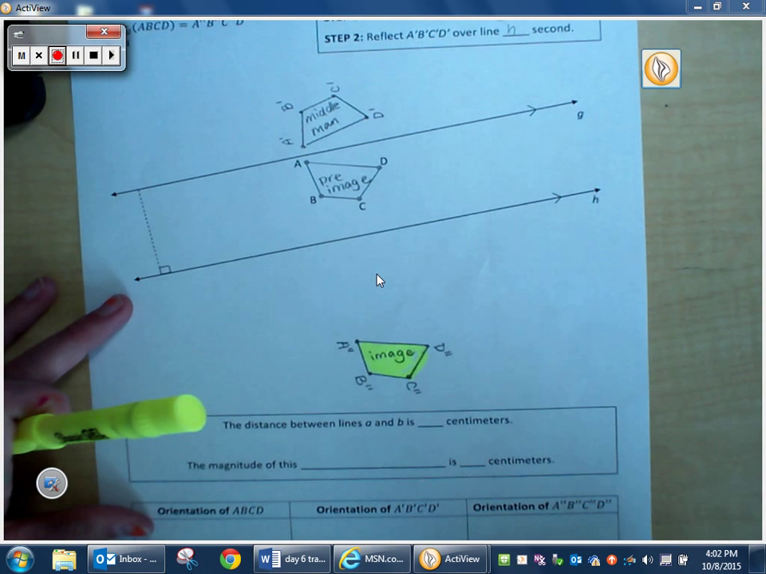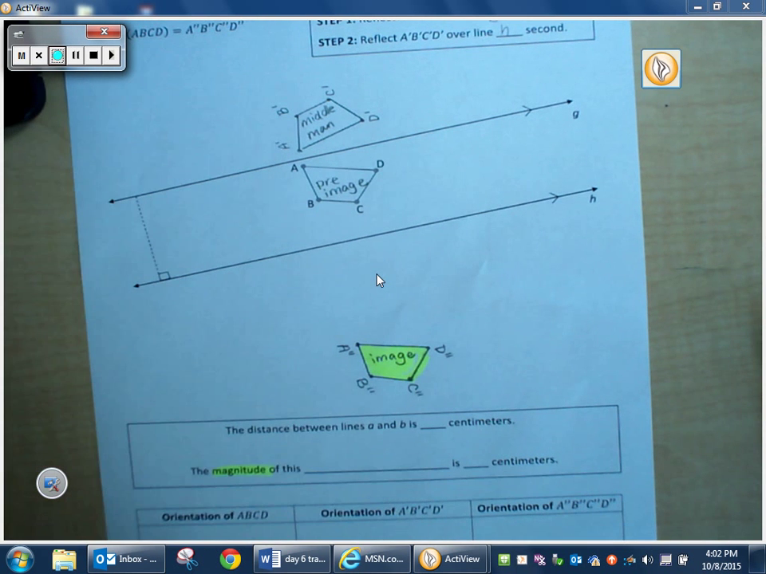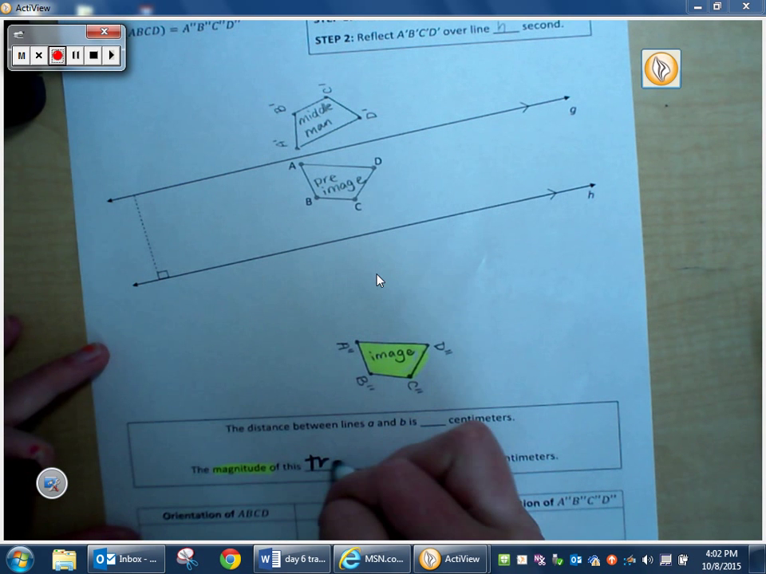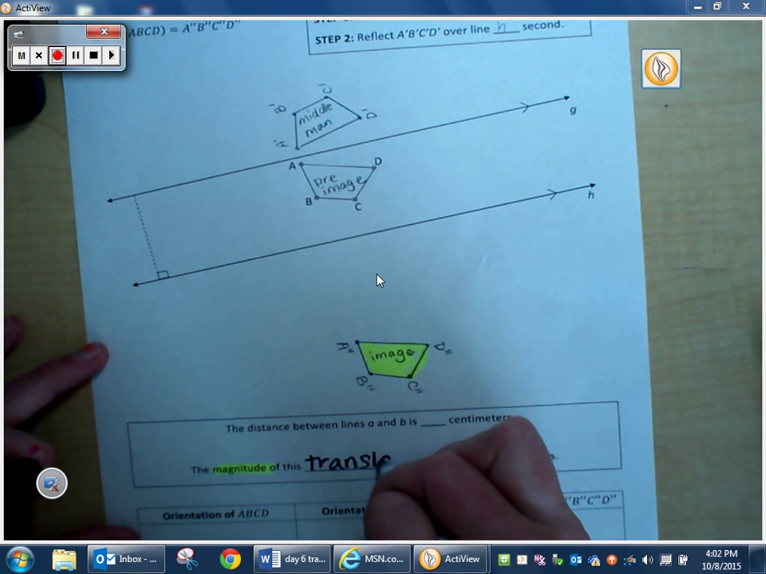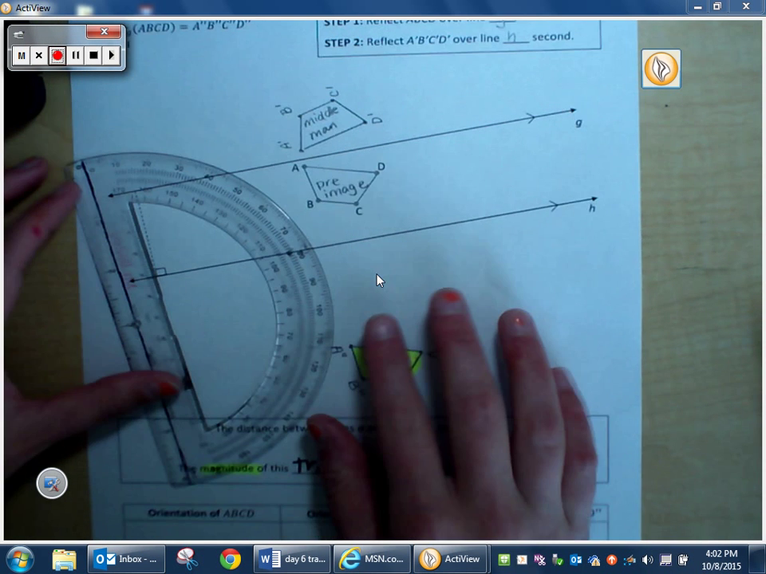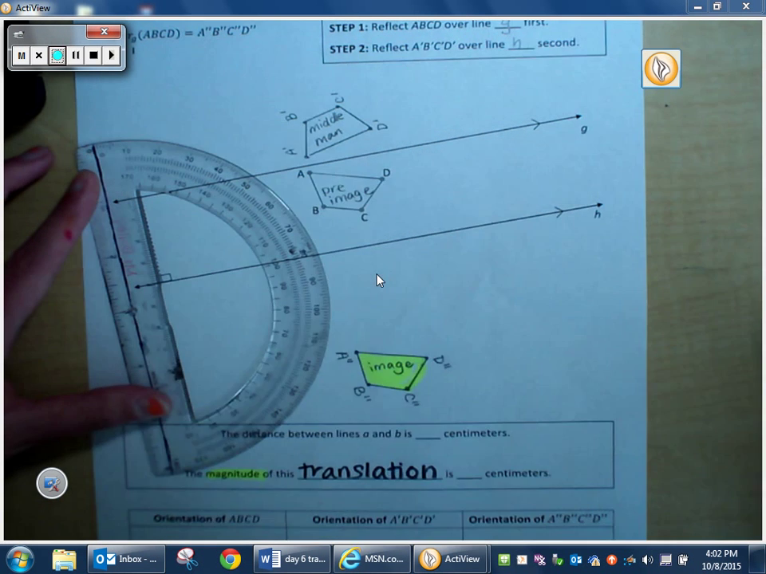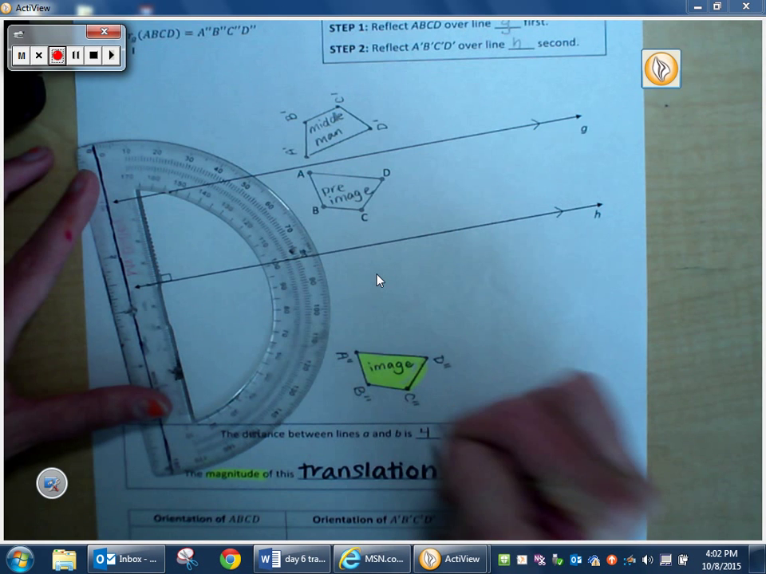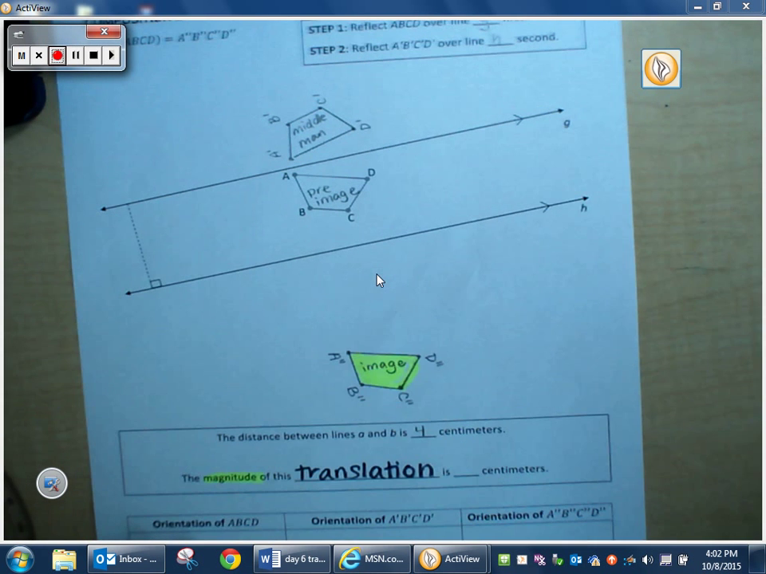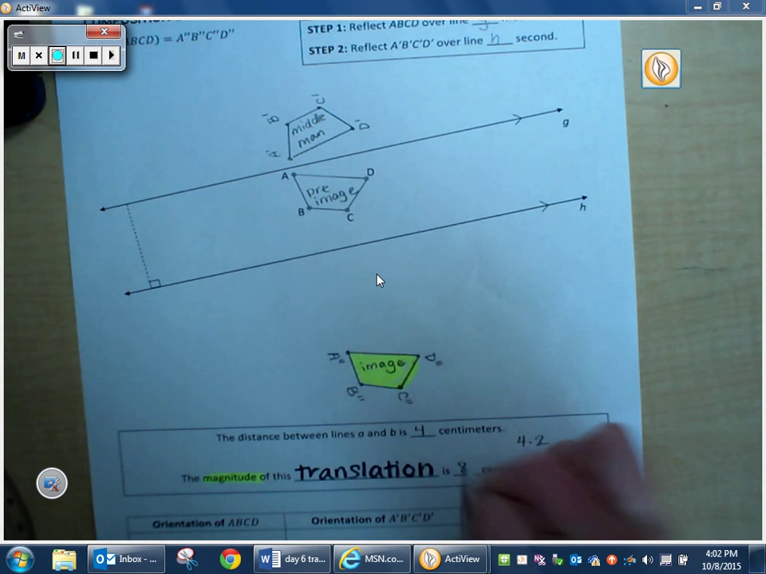Now we want to start talking about magnitude. To find the magnitude of this, it's a translation, so I'm going to fill in that. Translation is just a word for reflecting over parallel lines. We have to find the distance between lines A and B, and it's the straight down distance. They call that the perpendicular distance. It's about 4 centimeters. So to get your magnitude, you multiply 4 times 2 to get 8. So that is your magnitude.